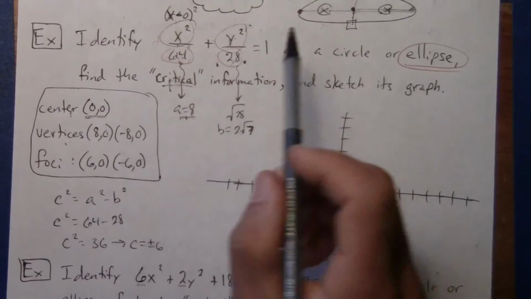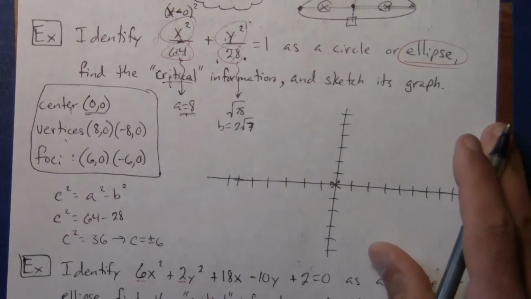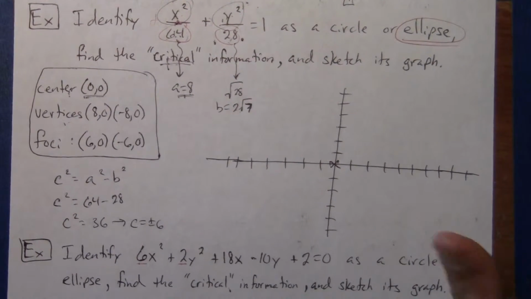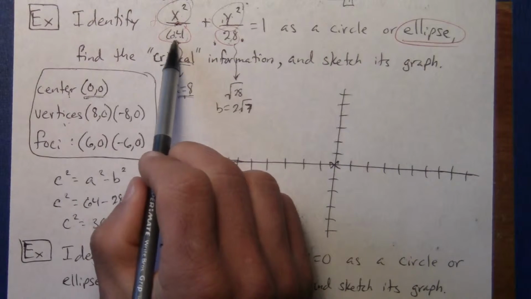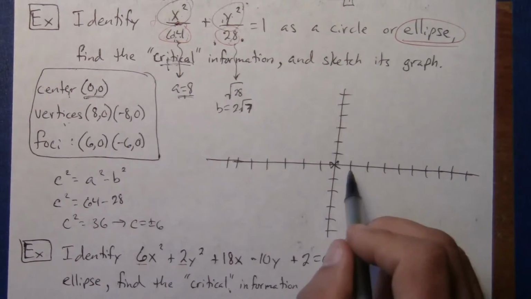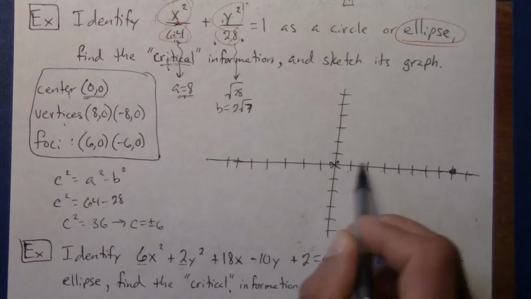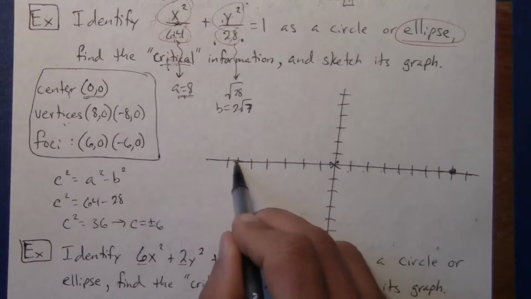Alright, so I would look at it and say, okay, I can quickly identify the center is at (0, 0). I usually just put an X there for the center. You can put a dot there. It doesn't matter. I take a look at the denominator, one of them. The square root of this number is 8. It's under x, so I would go 1, 2, 3, 4, 5, 6, 7, 8 to the right, put a point. 8 to the left, put a point.